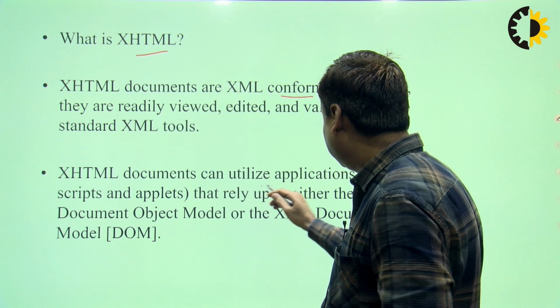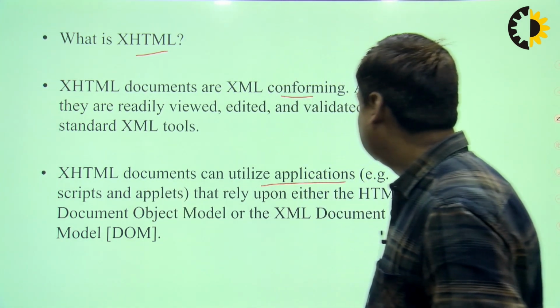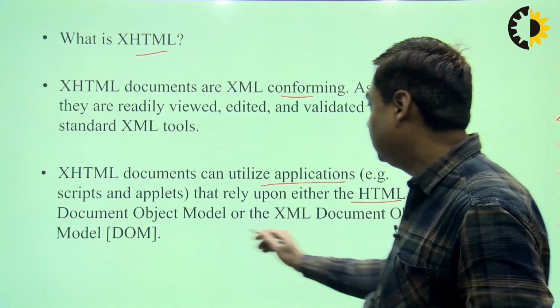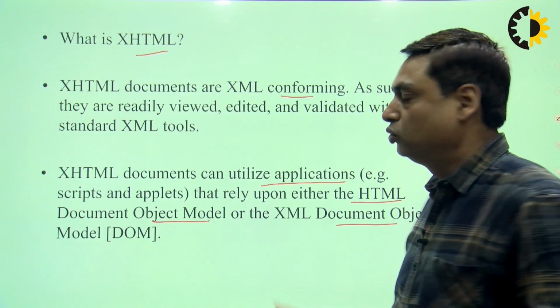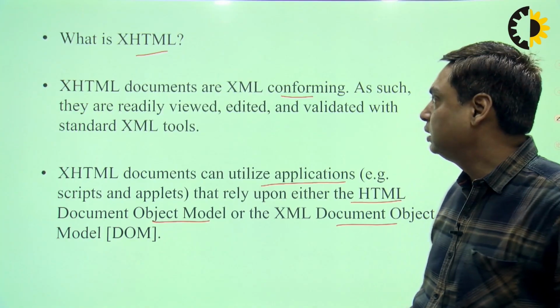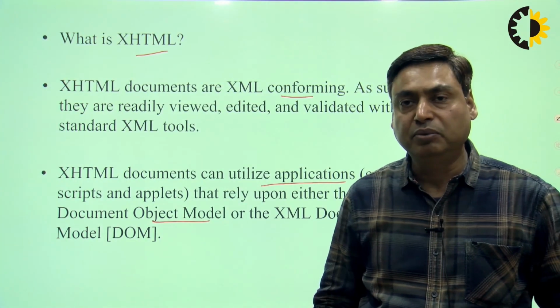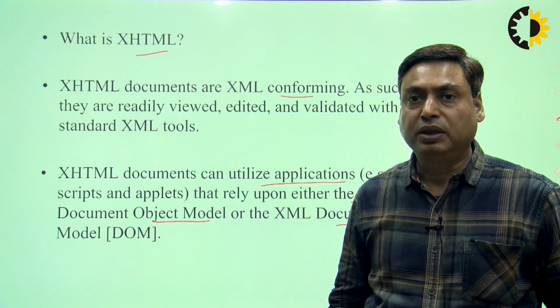XHTML can be utilized in applications like scripts and applets that rely upon both the HTML document object model as well as the XML document object model. So when we apply the style sheet to the XML, the result language is XHTML, which is more compatible for the browser to display the data in a very presentable format on the browser.